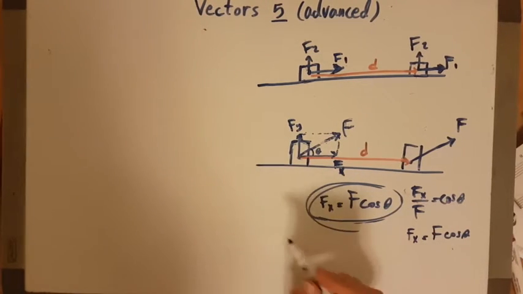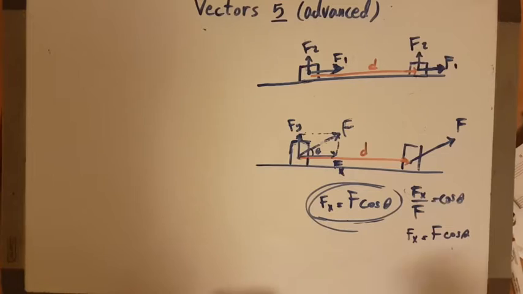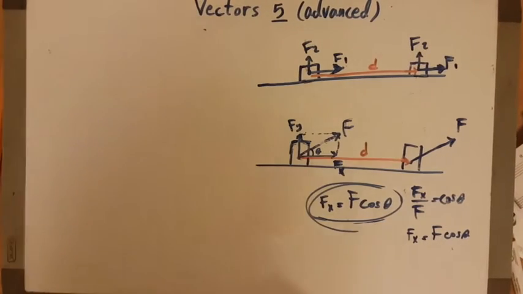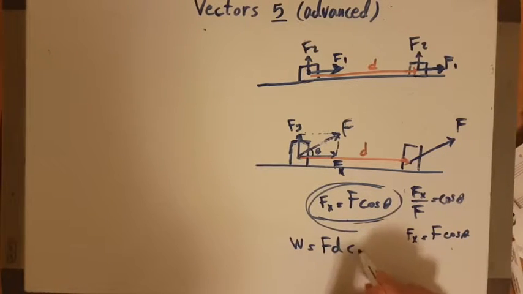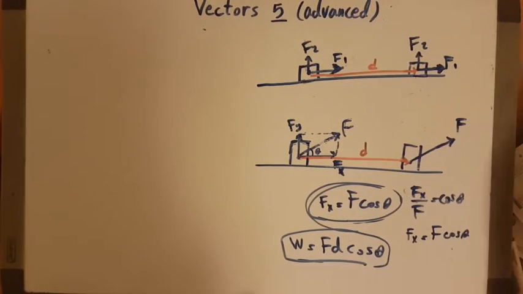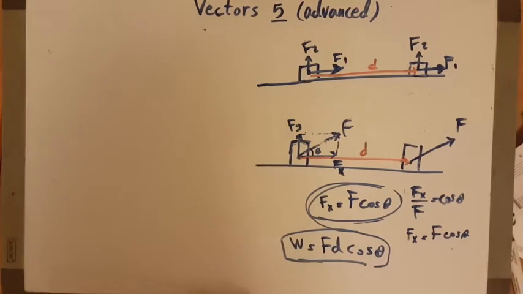So if I want to find the work, which I know will only happen if there is both force and displacement, the multiplication of these two vectors is actually work. So I know that the work is actually F d cosine theta.